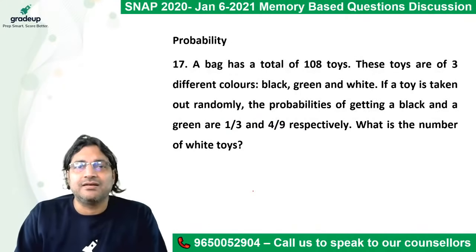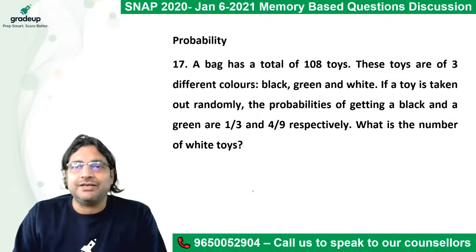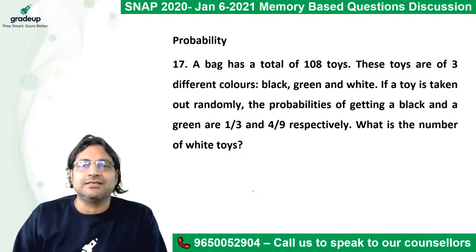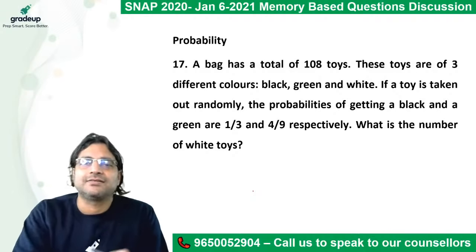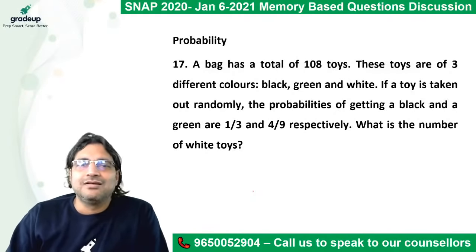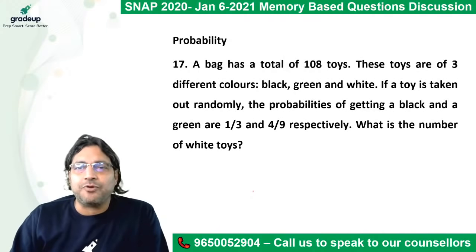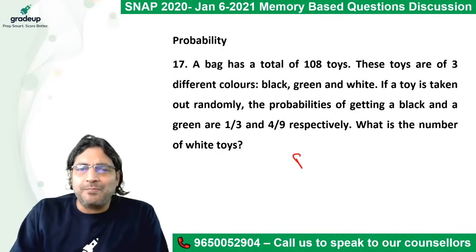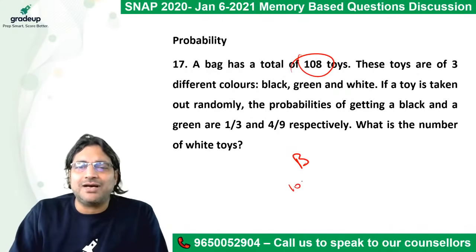Question number 17. A bag has a total of 108 toys. These toys are of 3 different colors. Okay, please do not tell me that these were frocks and not toys. Okay, doesn't matter. A toy is taken out randomly. The probabilities of getting a black and a green are 1 by 3. So the probability of getting a black is 1 by 3 and total is 108. So total number of black toys must be 108 into 1 by 3, that is equal to 36.